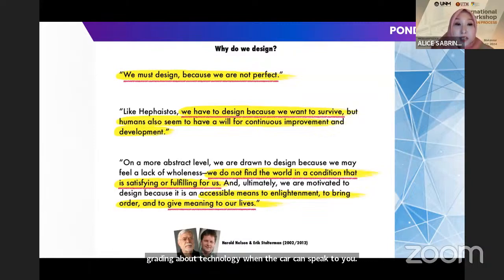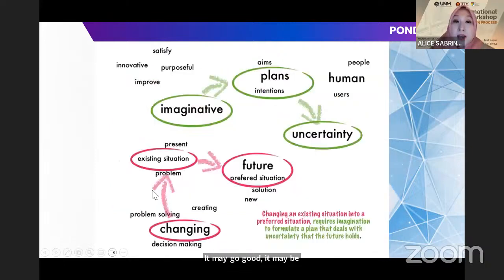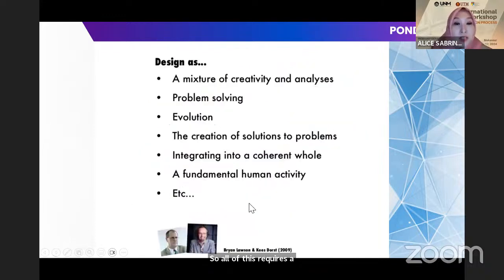So these are the ideation that we talk about evolution in design. It may be good, it may be bad to society, but we still have to keep designing. And when we talk about design, it talks about imagining things, talking about future, talking about decision making. So all of this requires a long term and not only a short term kind of an imagination.